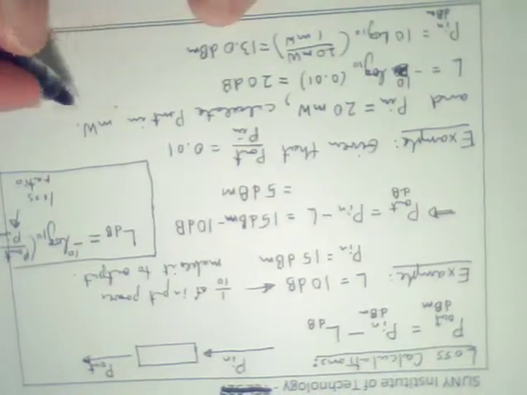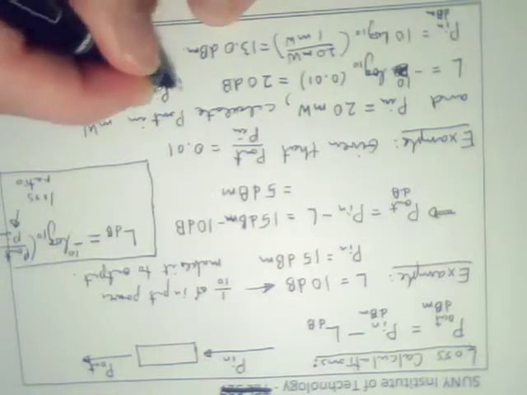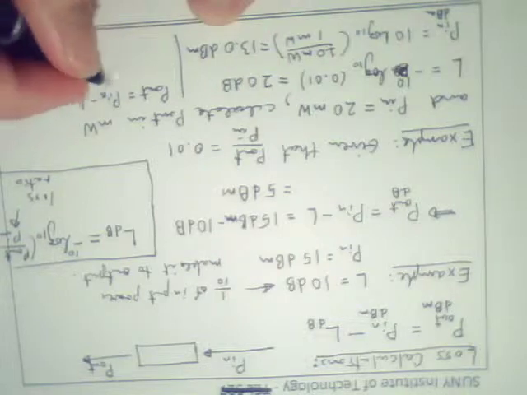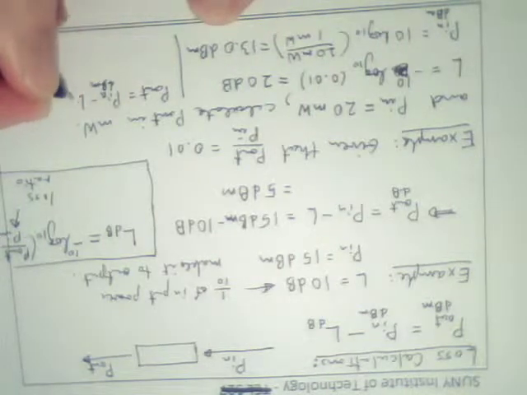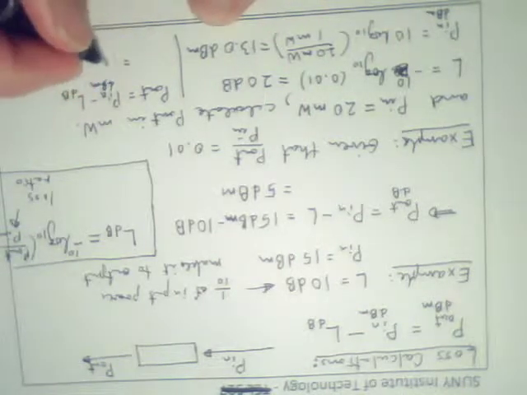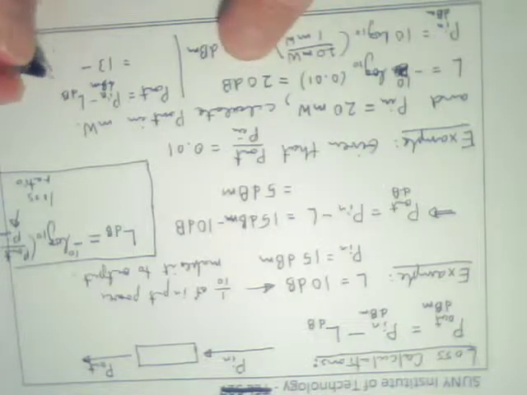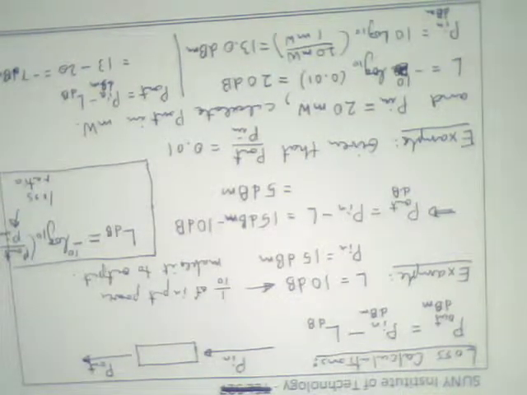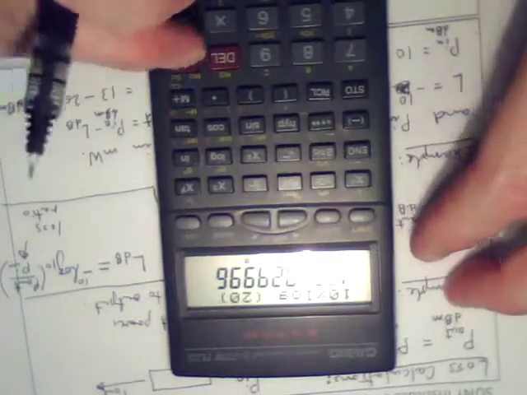And so I can calculate P out. It's equal to P in minus the loss in dB units, which is going to be 13 minus 20, which is -7 dBm. Okay, and I can convert -7 dBm into milliwatts as follows.